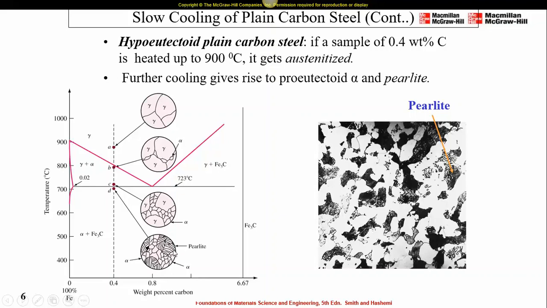Therefore, the structure below 723 consists of proeutectoid alpha and pearlite. You remember pearlite is made of layers of alpha ferrite and cementite, iron carbide. This can be observed on the right. This is pearlite, a layered structure of ferrite and cementite. And this is the proeutectoid alpha that is formed above 723 degrees.